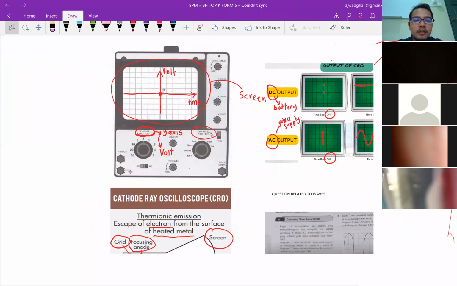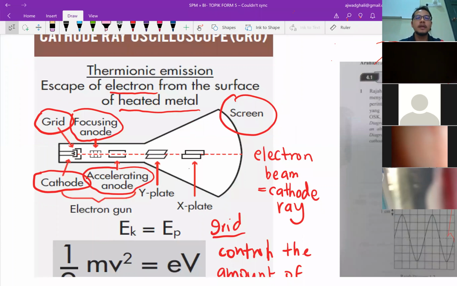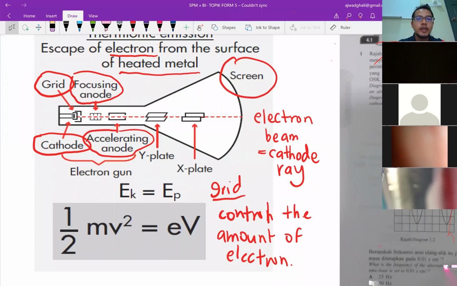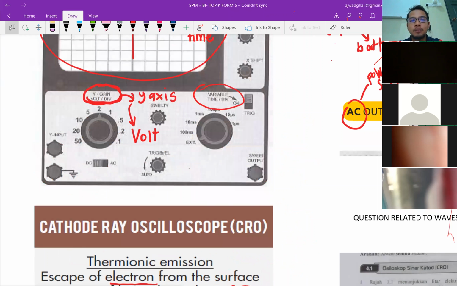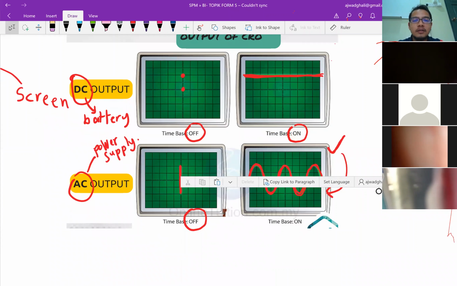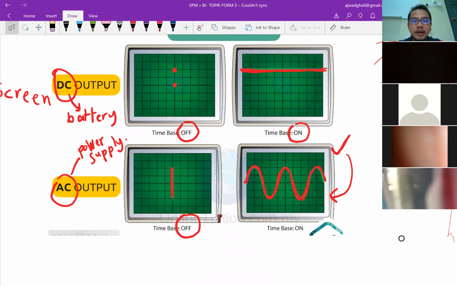So first thing, how CRO works. CRO works based on the concept of thermionic emission, which is the escape of electrons from the surface of a heated metal. Then you need to remember the components inside the CRO: cathode, grid, focusing anode, accelerating anode, Y plate, and also X plate and screen. Then you need to know what the output is if you connect to a battery, when the time base is on or off, and when you connect to alternating current, when the time base is on and off. This is one of the important subtopics in this topic.